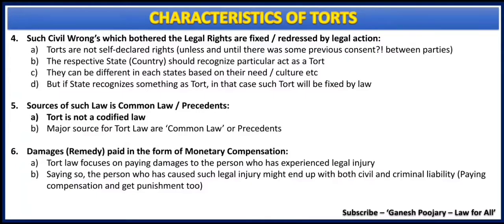If we discuss property, we know there is the Transfer of Property Act. For contract, we have the Contract Act. For sales, we have the Sales Act. All of that is there. But for tort, always remember, there is no codified law. Saying so, the major sources for tort law are common law or precedents.